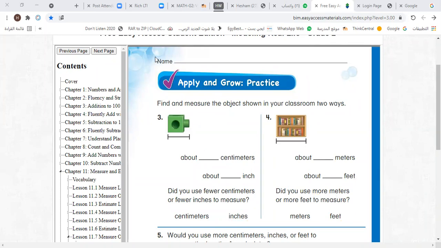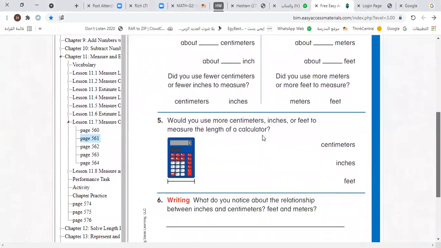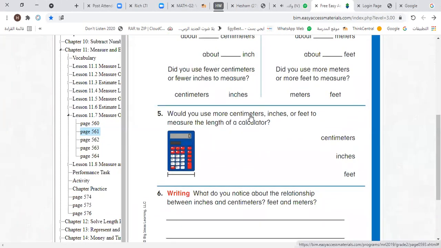Let's answer question number 5. In question number 5, would you use more centimeters, inches, or feet to measure the length of a calculator? Which one is more? I said to you more means the shorter. Which one is the shortest, centimeter, inch, or foot?